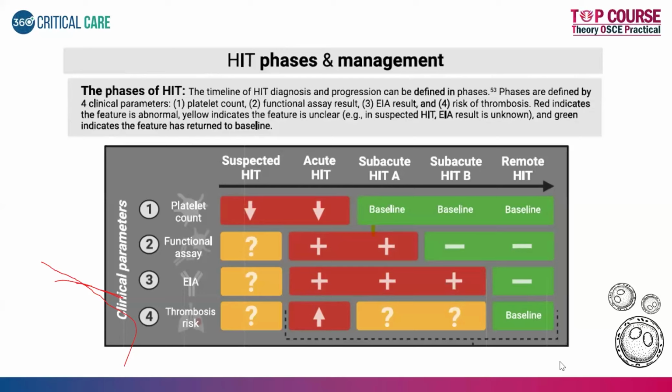So as soon as you get the diagnosis of acute HIT, first thing stop heparin, second start anticoagulation which is not heparin based. Once the patient starts becoming better, the platelet starts improving, and the patient reaches a baseline platelet count of more than 1 lakh, they get categorized as subacute HIT A. In subacute HIT A, if you still do a functional assay or an enzyme immunoassay, you might still see some antibodies being present. Slowly as time progresses, they get converted into subacute HIT B and remote HIT. Roughly it takes up to 1 month for things to come to baseline. So these are the phases of HIT.